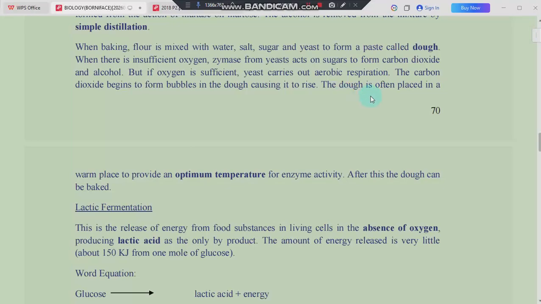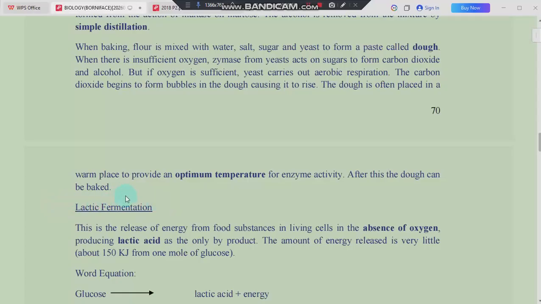The dough is then often placed in a warm place to provide an optimum temperature for enzyme activity. And if you remember the lesson on enzymes, we said enzymes work best at an optimum temperature and pH. And then after this, the dough can then be baked.